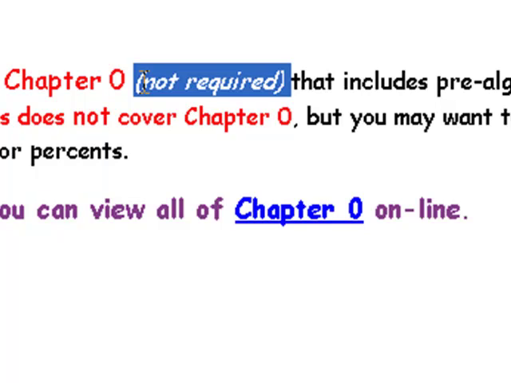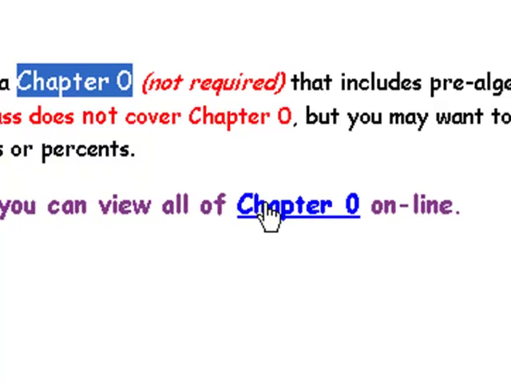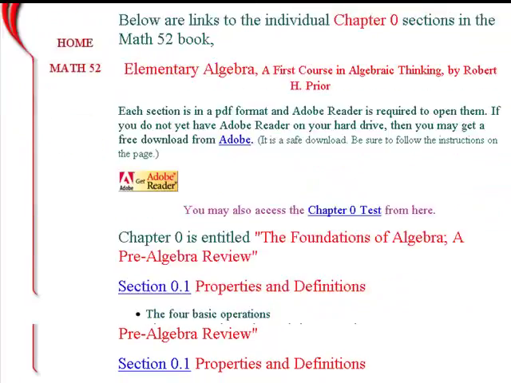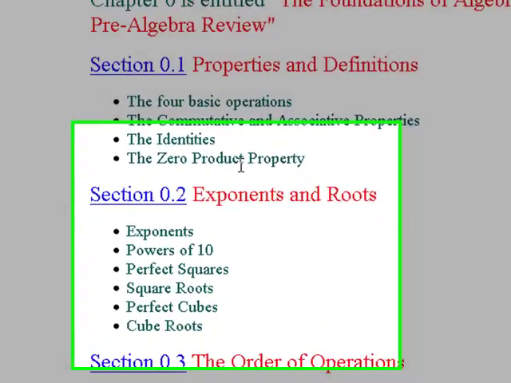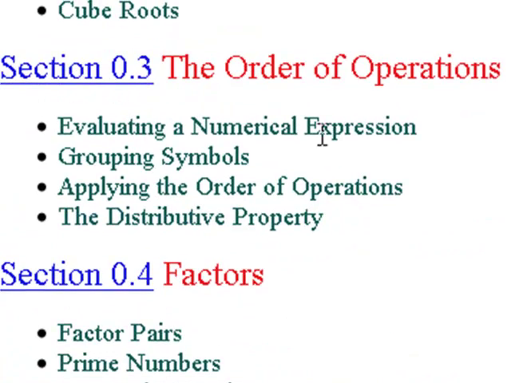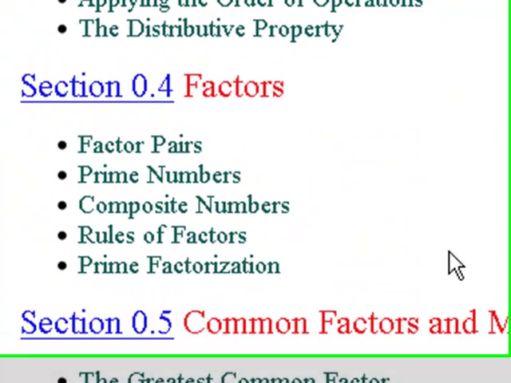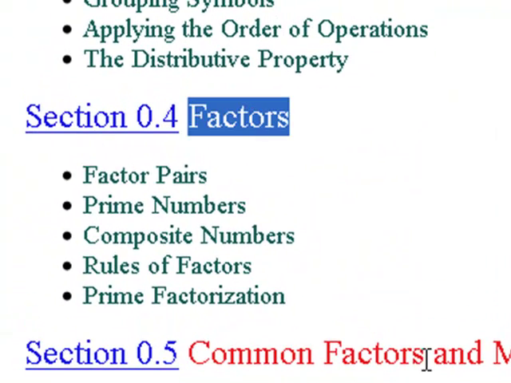The thing about this chapter 0, the reason I have it is you might need a refresher on things like fractions or exponents and square roots. Well, they're in chapter 0. And you don't have to read all of chapter 0. In fact, let's just go there real quickly. Maybe what you might want to read, here's exponents and roots, square roots. You might want to read a little bit and be reminded about the order of operations, about what factors are and common factors and multiples.